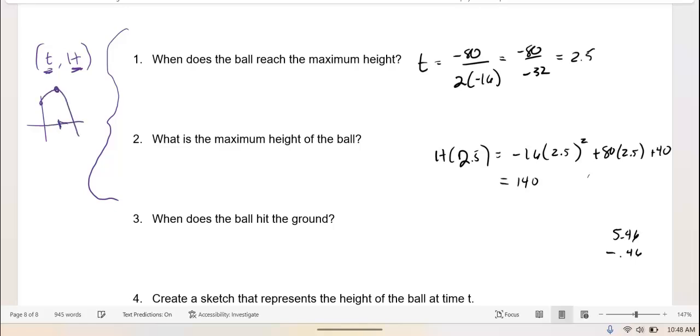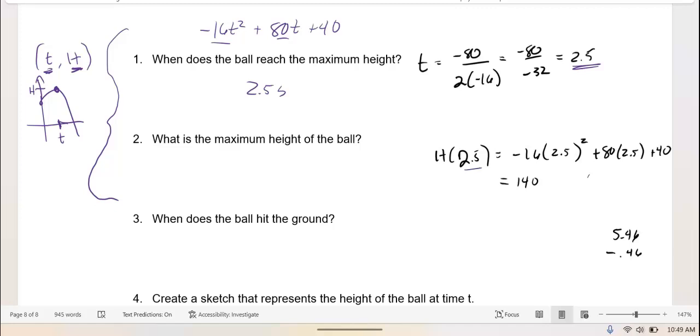So when is the input? What is it is the output. Okay, so when does the ball reach the max height? I'm using the vertex formula. My function was, it's not on the screen, let me put it in real quick: -16t squared plus 80t plus 40. So it's -b over 2a. -80 over 2 times -16, 2.5 seconds.